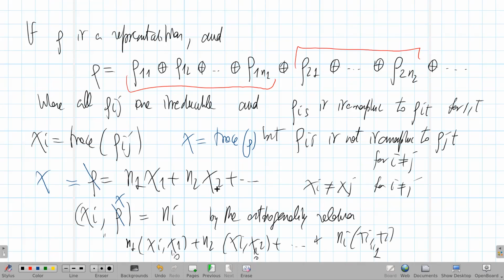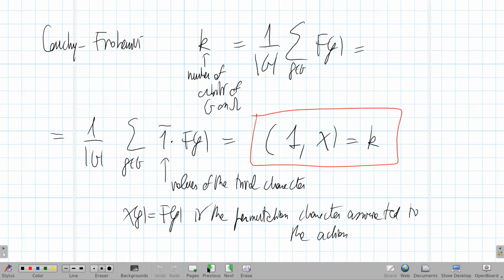So chi of g equals trace of rho of g. Let's say it again. If you take a character and take the inner product with an irreducible character, you'll find the number of times this representation appears in rho. But remember what we have just found. We have found that this scalar product is k.